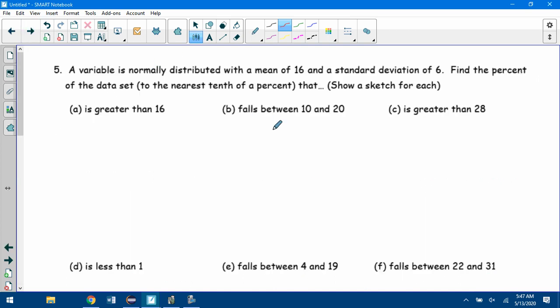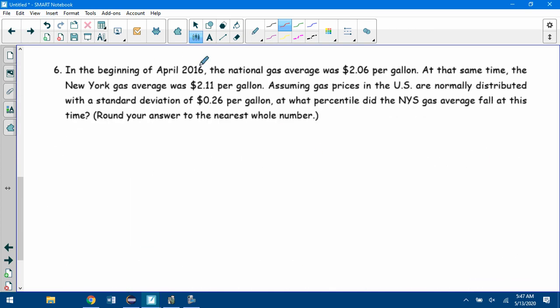The other one I wanted to go over was the last one. It's another percentile question. At the beginning of April 2016, the national gas average was $2.06 per gallon. At that same time, the New York gas average was $2.11 per gallon. Assuming gas prices in the U.S. are normally distributed with a standard deviation of 26 cents per gallon, at what percentile does the New York State gas average fall at this time? Again, at what percentile? What are you going to write? At or below.